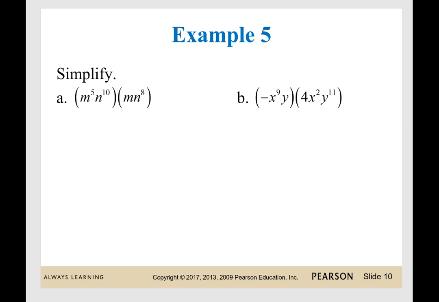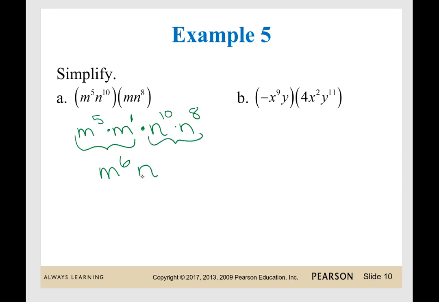All right, welcome back. Again, same things. No coefficients on these two, so that's nice. So we're going to multiply the m's first. And remember, just m plain is m to the 1st power, so if you want to write that 1 in there, you can. You don't have to, but you can. And then I'm going to multiply my n's together. So m to the 5th times m to the 1st is m to the 6th, right? Keep the base, add the exponents, and same thing for the n. So m to the 6th, n to the 18th.